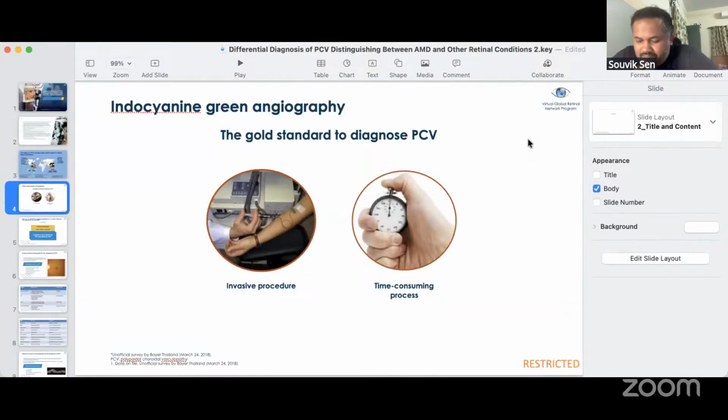Thank you so much. So I have a last question for the panelists, as all the experts are present here. Do you have any experience with 8 mg aflibercept in your clinical practice?